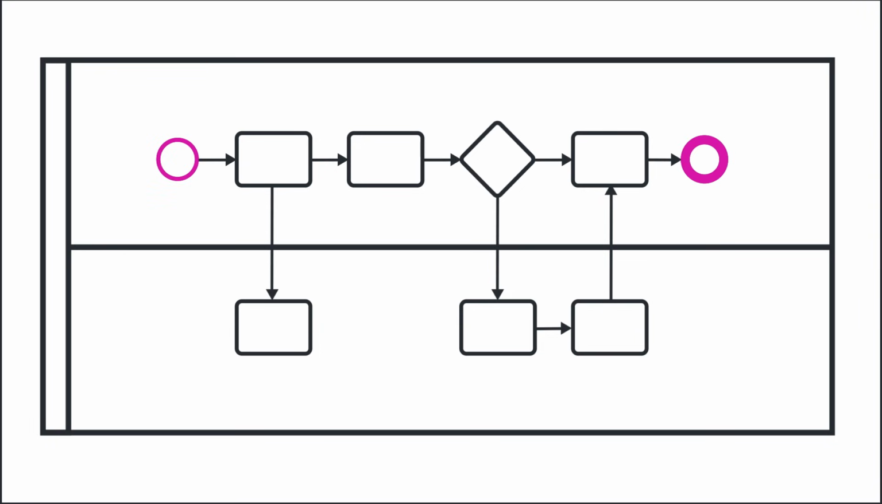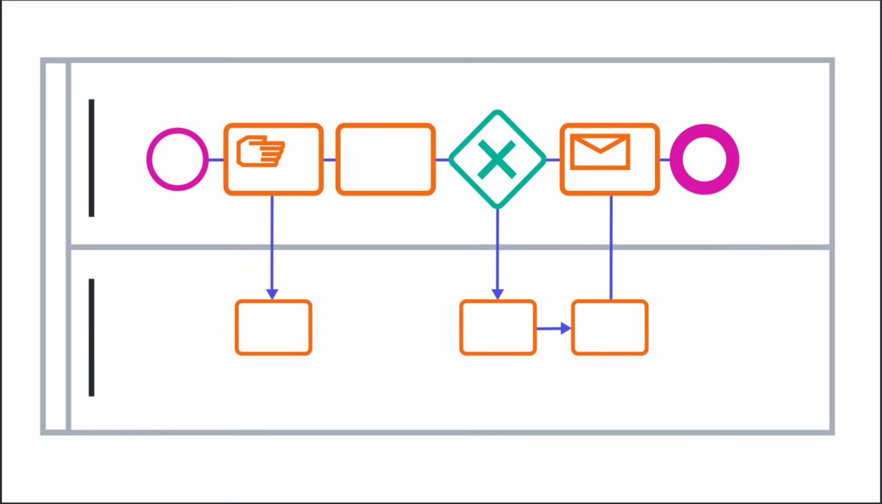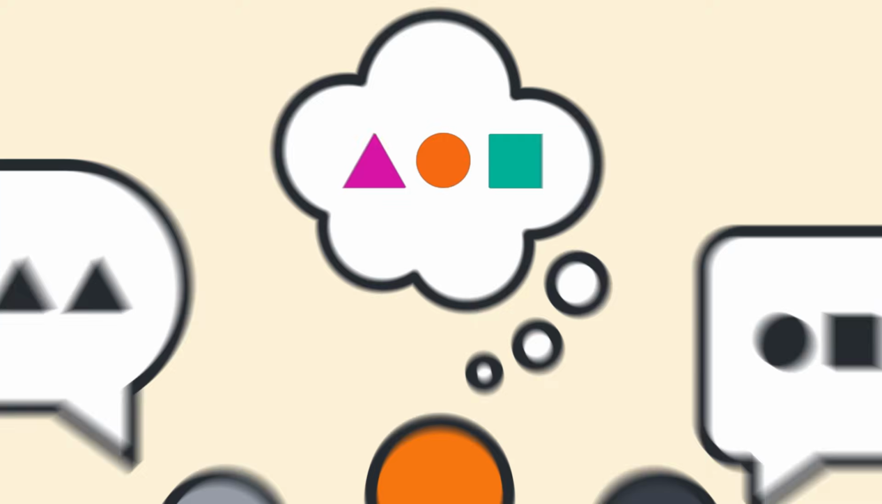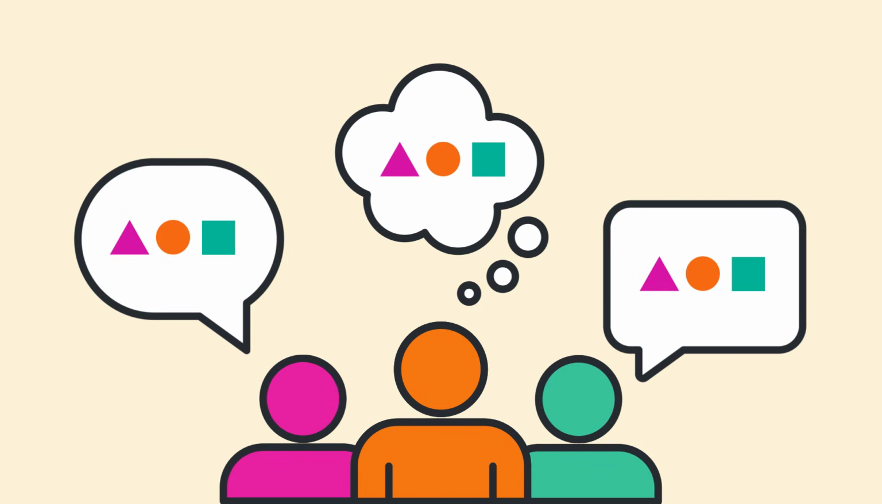BPMN uses globally standardized symbols to show the details flowcharts often can't, like what triggers each step, who's responsible, how decisions branch or merge, and whether steps happen in order or at the same time. The result? Clear communication, fewer assumptions, and a shared verifiable understanding of complex business processes. So how do we make one?